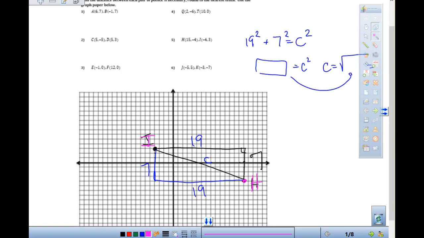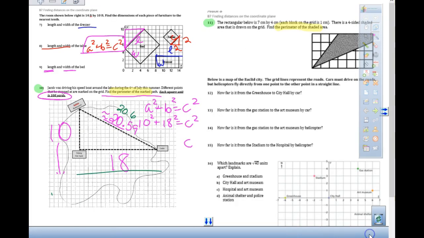Finished first, number 5, going 19 squared plus c squared, you get what c squared equals. You take the square root. That's the decimal answer that you are looking at.